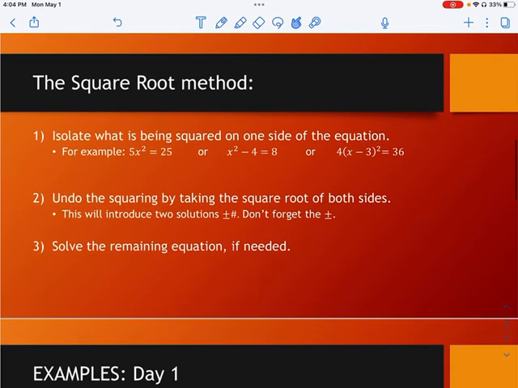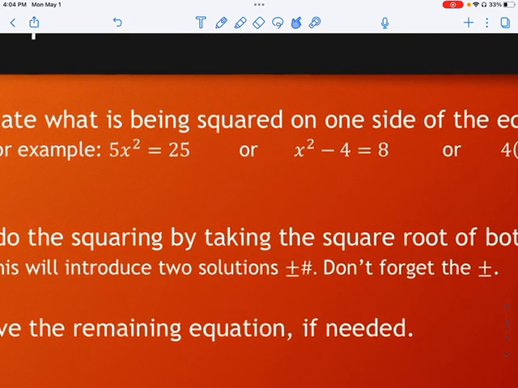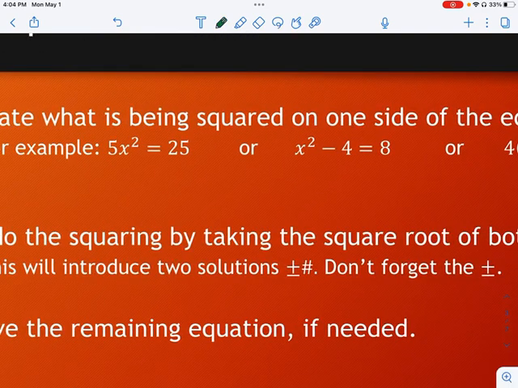Now, the square root method, what we simply do is we start off and we say, okay, isolate what is being squared on one side of the equation. So if I were to look at these examples here, what is being squared in this first one? The answer would be x, x squared. The 5 is not. So the first step we would do is we would divide both sides by 5, and that would get me x squared is equal to 5. And then I would continue to solve it, but that's how I would eliminate it.